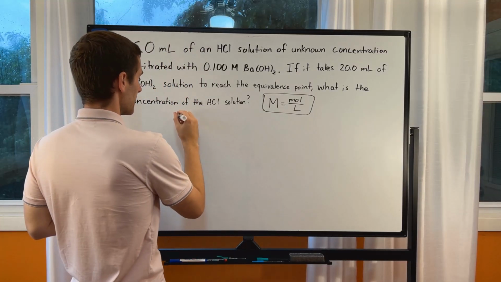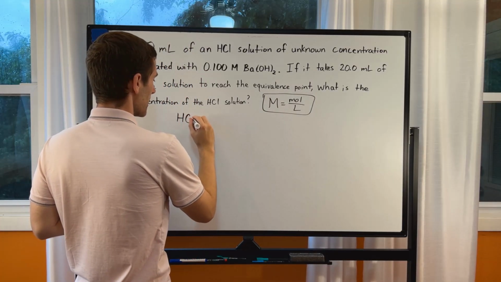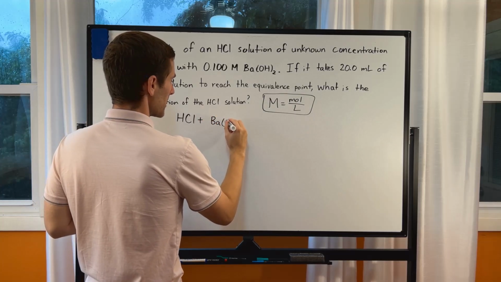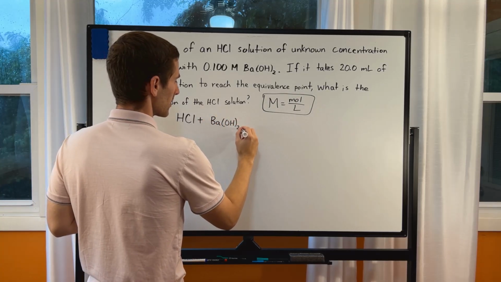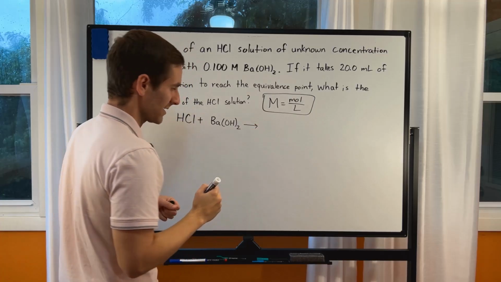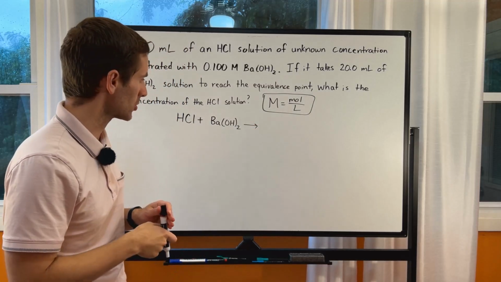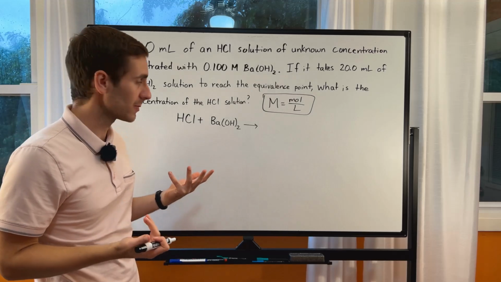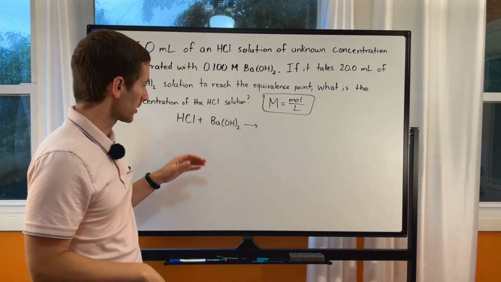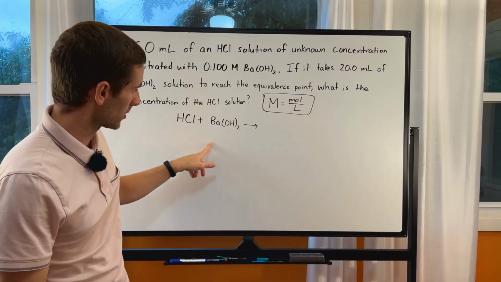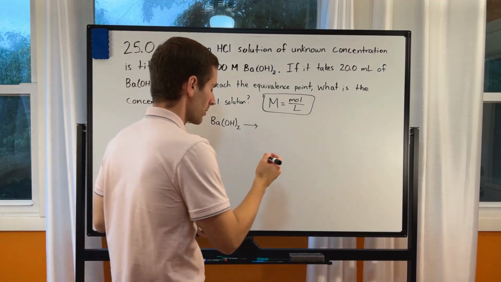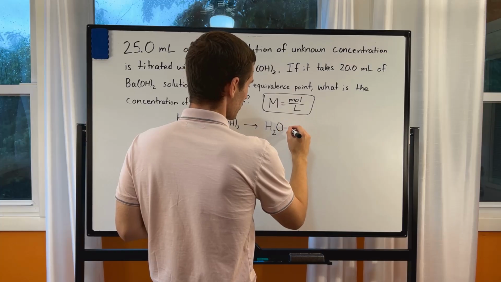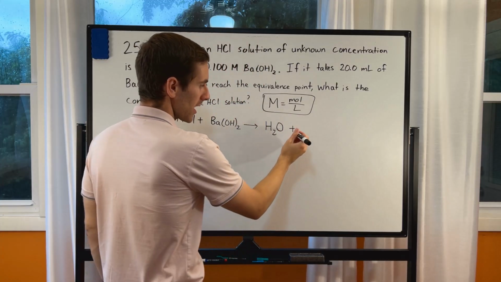So we have HCl plus Ba(OH)2. This is an acid-base reaction, a neutralization reaction. Okay, but we can kind of treat it like a double replacement reaction. So for the products, you're going to combine H+ with OH-. That's going to give you water, which is almost always a product of a neutralization reaction.